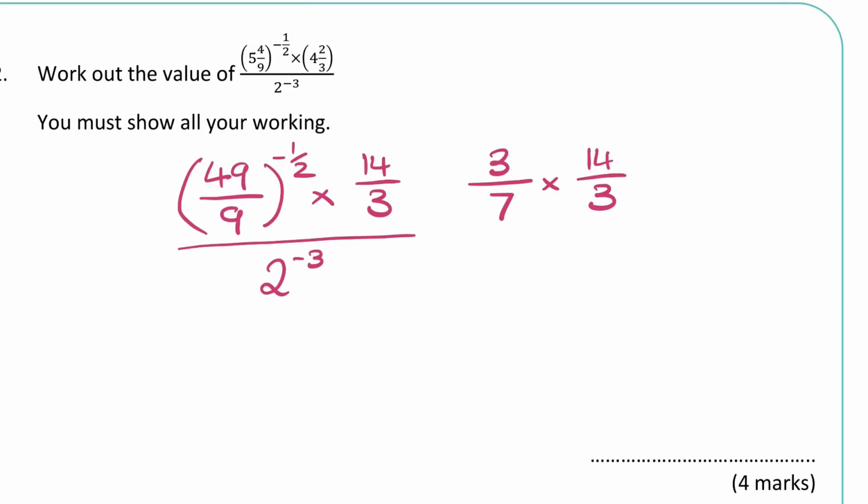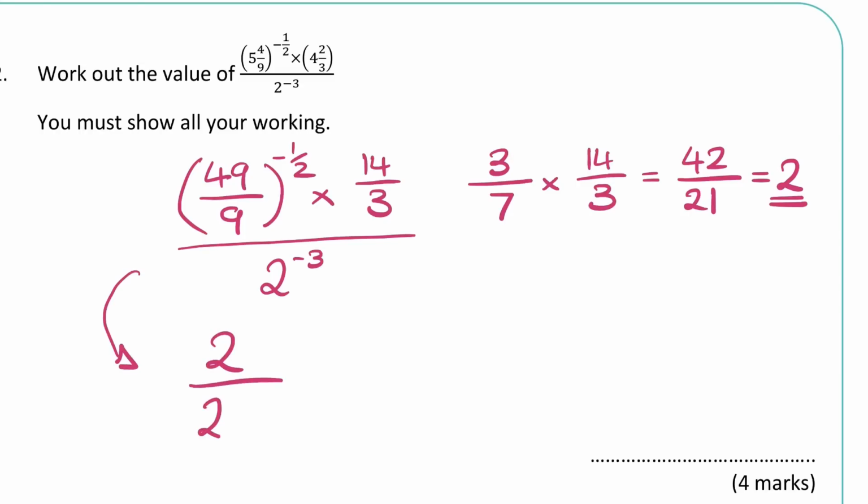3 times 14, if I just do the top for the moment, what does that come out as? 14, 28, 42. And then 3 times 7 is 21. 42 over 21 is just 2. That's come out as a really nice number. So actually, if we rewrite this now, we've got 2 on the top and 2 to the power of minus 3 on the bottom.